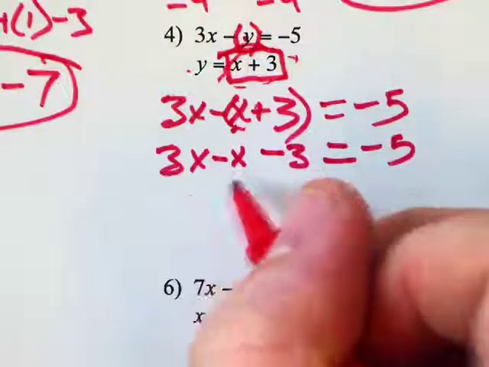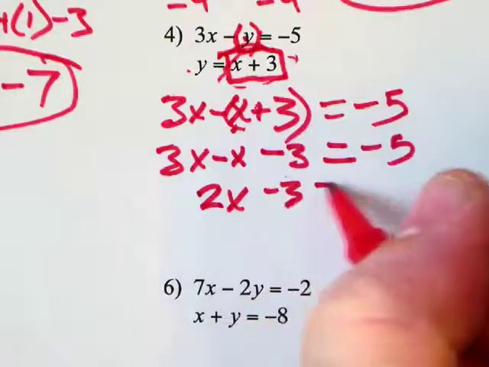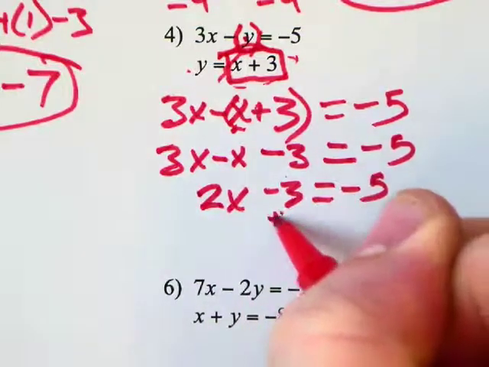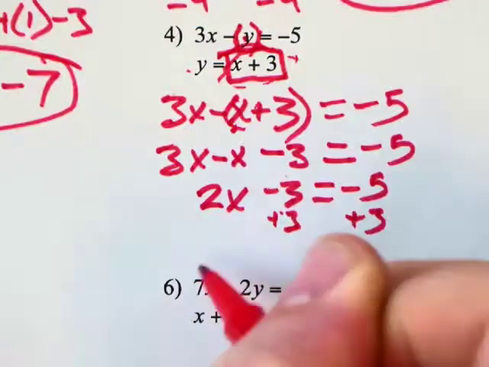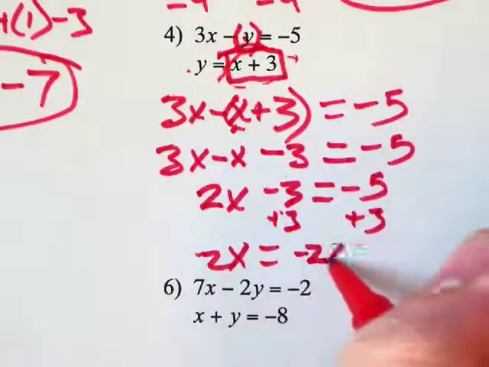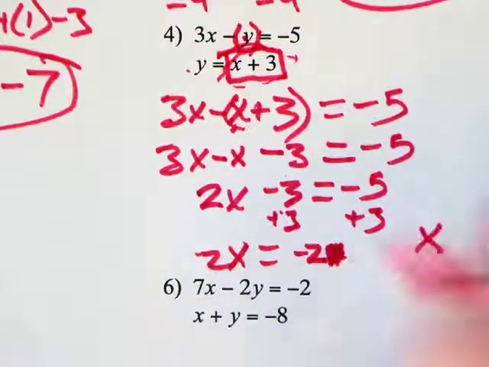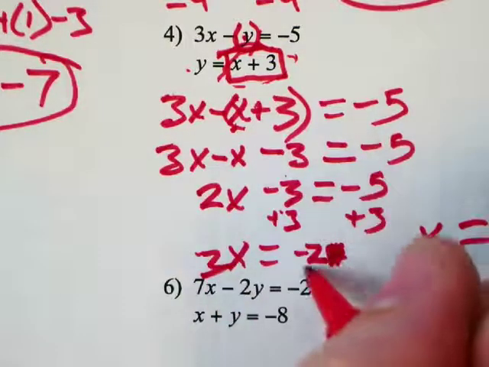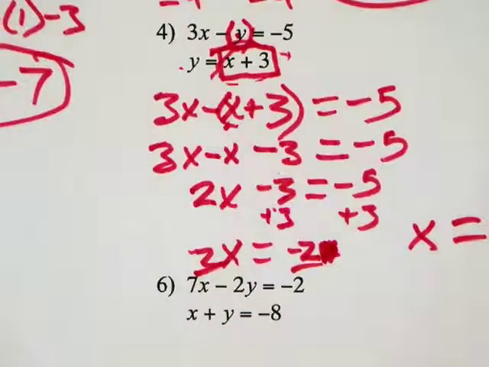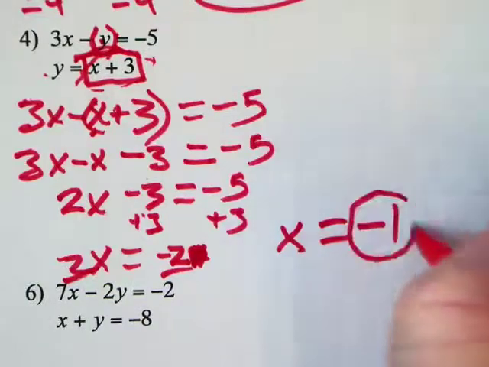Now we're left with 3x minus x is 2x minus 3 equals negative 5. And we're going to add 3, and we're left with 2x equals negative 2. And that means x equals negative 1, because we're going to divide by 2, and we're left with x equals negative 1.